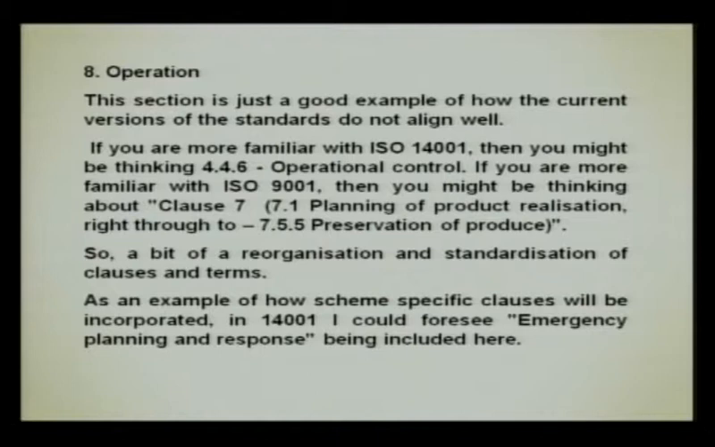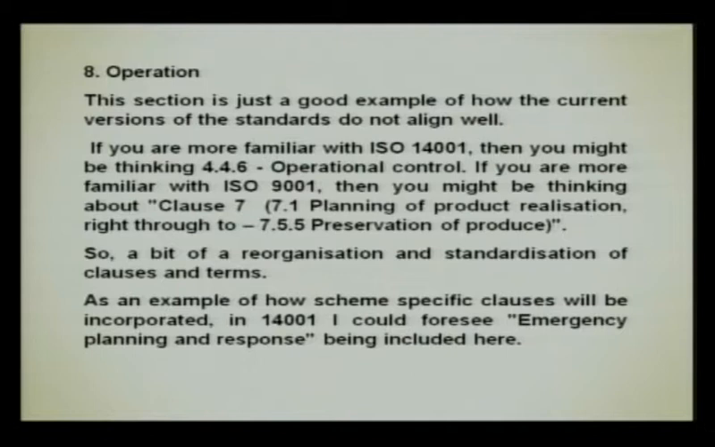There is a clause 8 which is titled operation, and this section is a good example of how the current versions of the standards do not align well. I mean, that is a justification you would provide for having this high level structure.